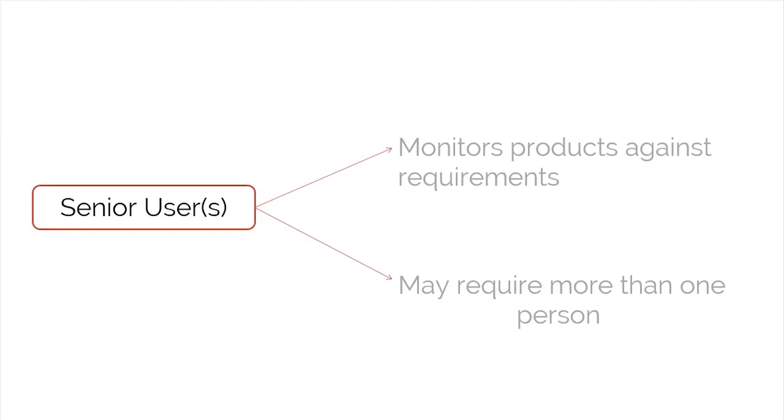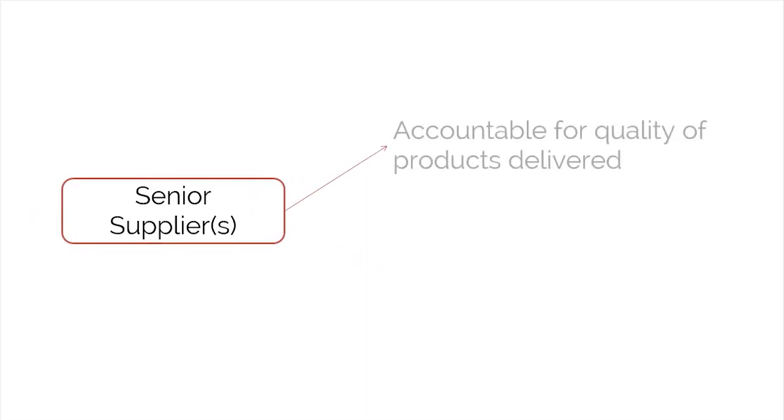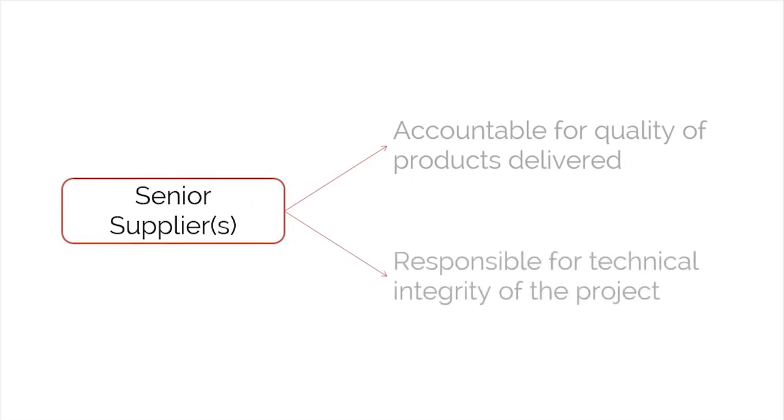The third role is that of the senior supplier. The senior supplier is accountable for the quality of products delivered by the supplier or suppliers and is responsible for the technical integrity of the project. The senior supplier is responsible for delivering the product according to its quality requirements.